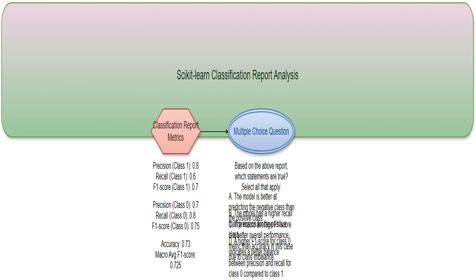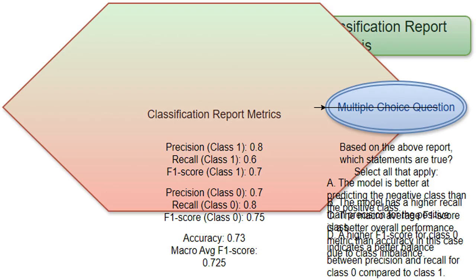This report summarizes how well a model performs in a classification task. We're looking at several key metrics: precision, recall, F1 score, and accuracy. These tell us different aspects of the model's performance. Precision measures the accuracy of positive predictions. Recall measures the model's ability to find all the actual positive cases. The F1 score balances precision and recall. Accuracy is the overall correctness of the model's predictions.